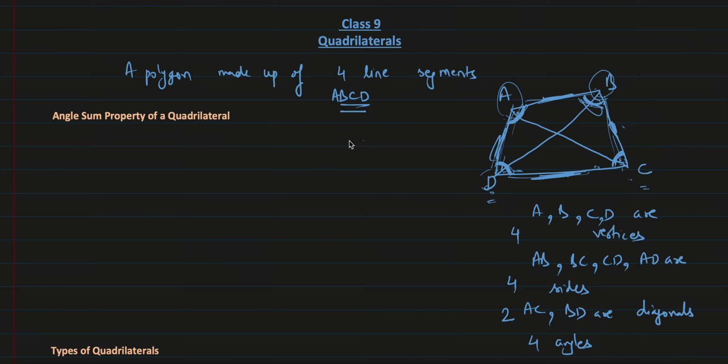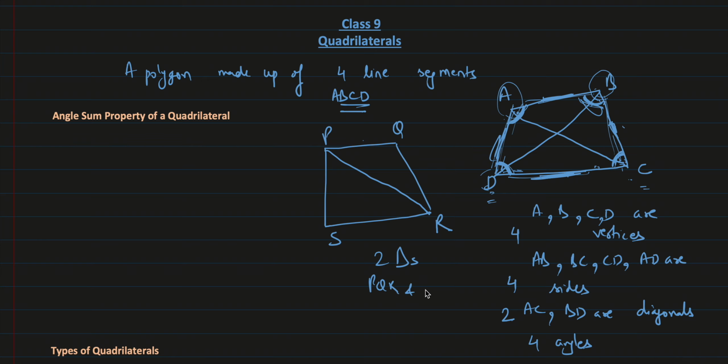Now let me draw one more quadrilateral over here. Let me name it PQRS. Again 4 angles, 4 sides. Now if I draw only one diagonal here, you see it is made up of how many triangles? There are 2 triangles: triangle PQR and triangle PSR.